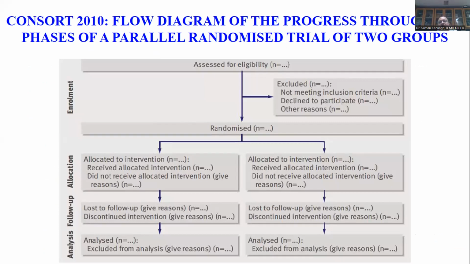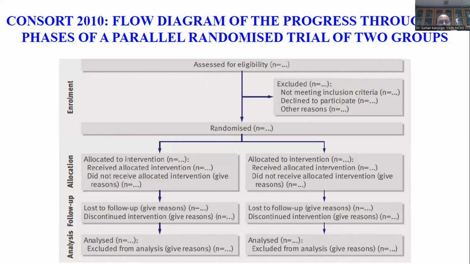First of all, how many were assessed for eligibility, then screen failures, excluded, declined participation, other reasons. Then how many were randomized and allocated to the intervention arm and the control arm. Among those, who received the allocated intervention and who did not, give reasons why they did not receive the intervention. Maybe the patient vomited, or got sick and could not complete the intervention, so they went away. That you need to mention.